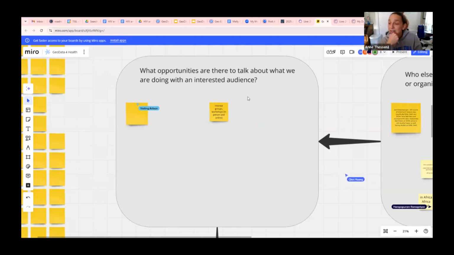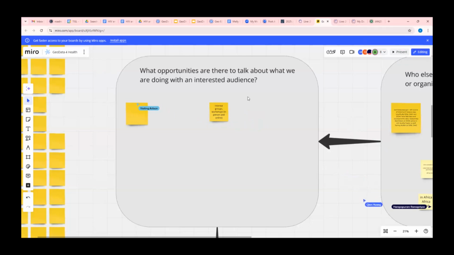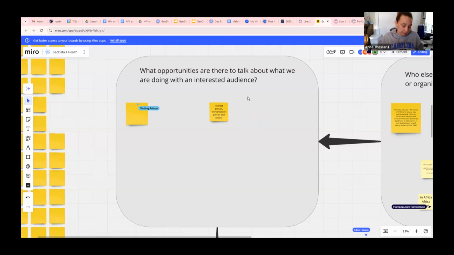AGU has a geo health section? I think so. Let me confirm that. But Shelley Stahl would be a good point of contact. Yeah. Yep, exactly. Thank you, Ethan, for sharing that.